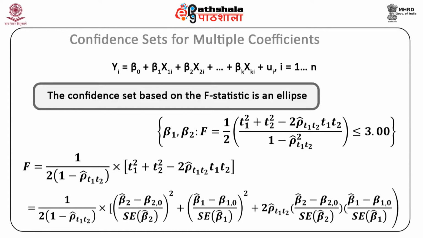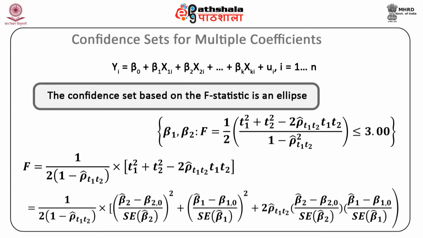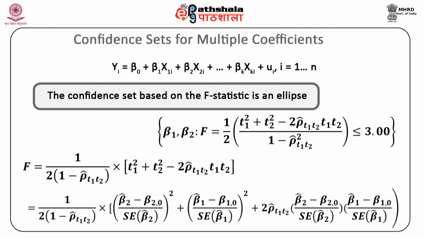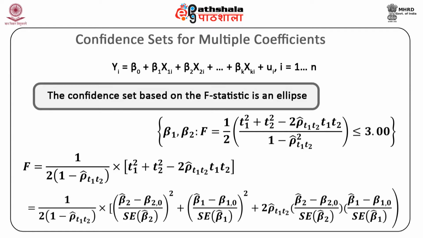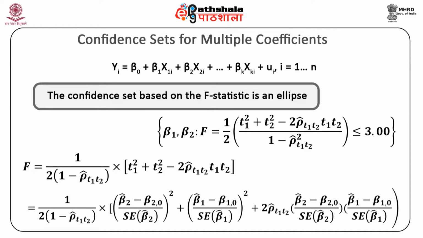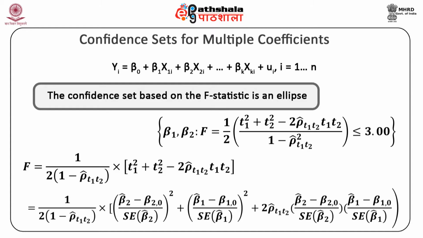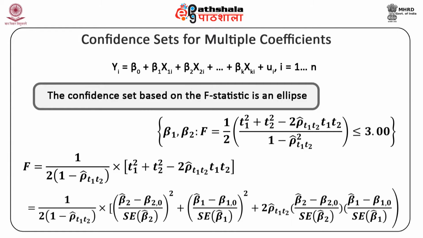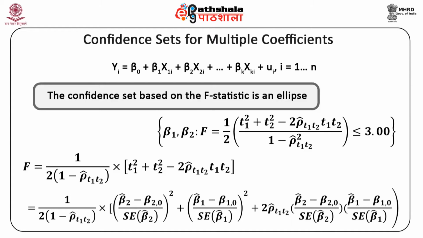It is the set of parameter values that cannot be rejected at the 5% significance level. We can find a 95% confidence set as the set of beta 1, beta 2 that cannot be rejected at the 5% level using an F test. So let F(beta 1,0, beta 2,0) be the heteroscedasticity robust F statistic testing the hypothesis that beta 1 is equal to beta 1,0 and beta 2 is equal to beta 2,0.